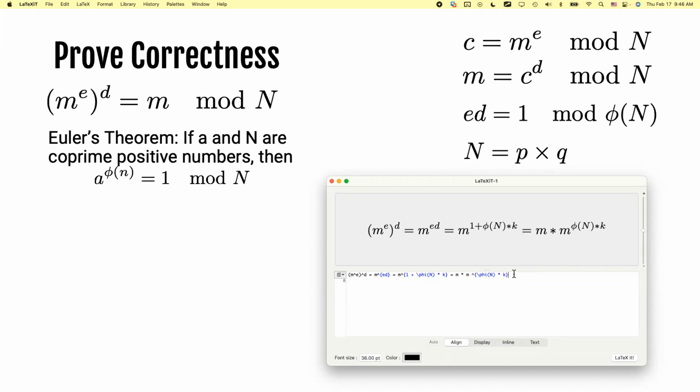In this case, according to Euler's theorem, we know that m to the phi of n is equal to 1 mod n. That we know, let me just make it a little bit neater. So we have this part.